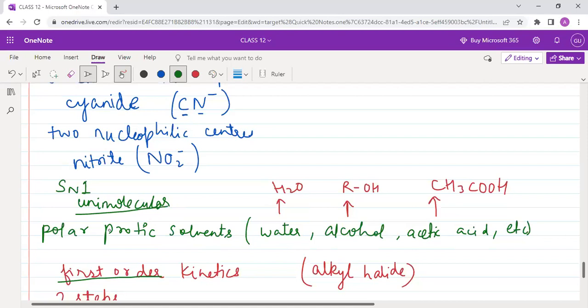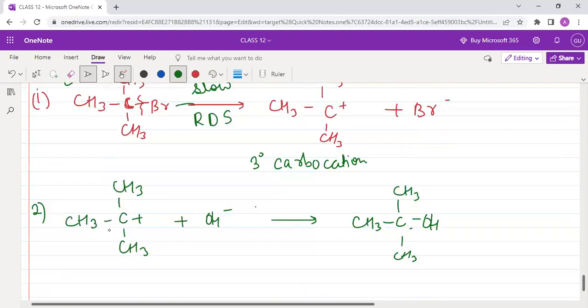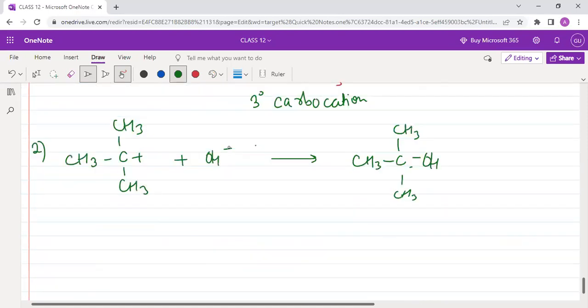Okay. Now in this reaction, the intermediate which is forming is a carbocation. So the greater the stability of the carbocation formed, the faster the reaction will take place. So tell me, which carbocation is the most stable? 3 degree, 2 degree or 1 degree? It's 3 degree.